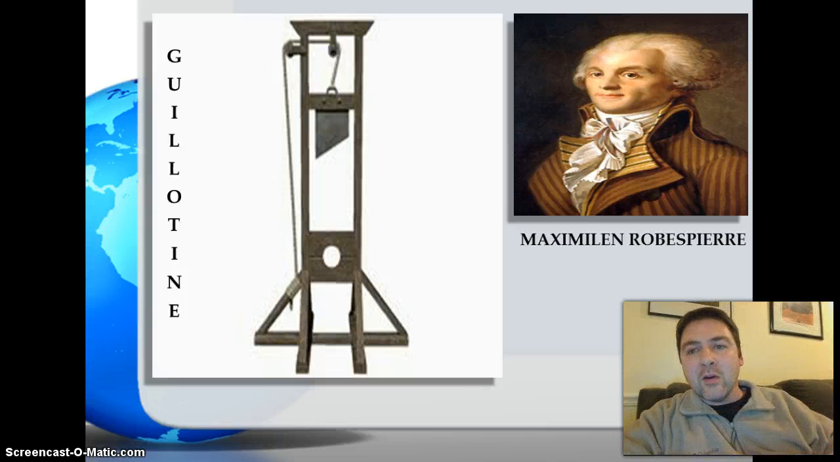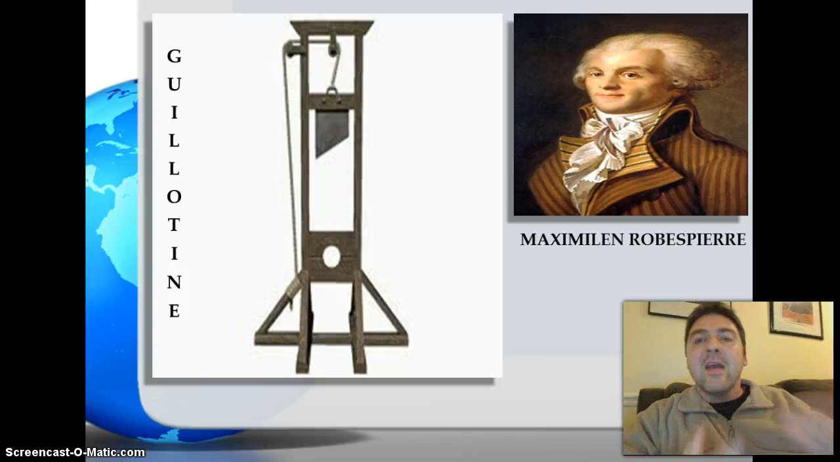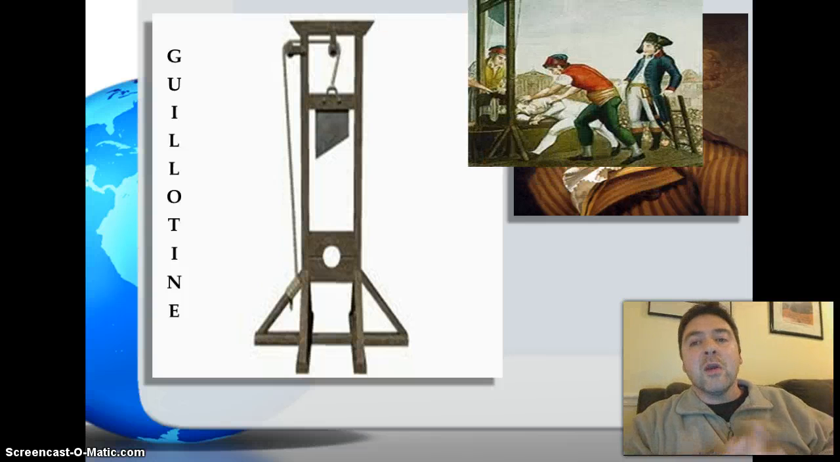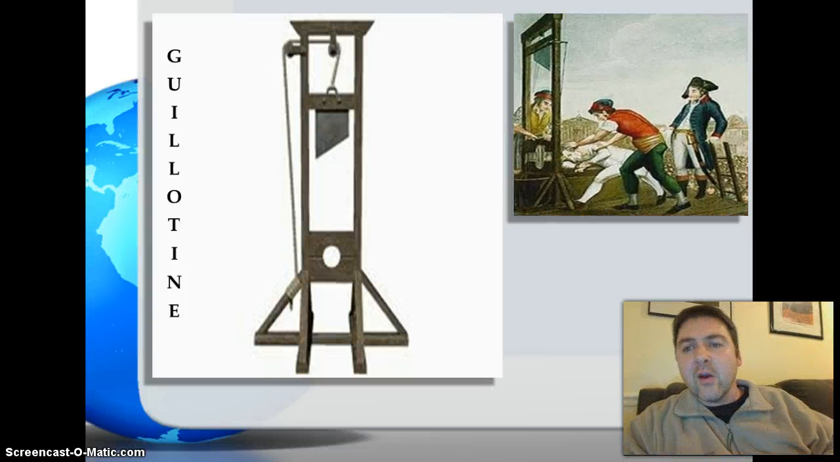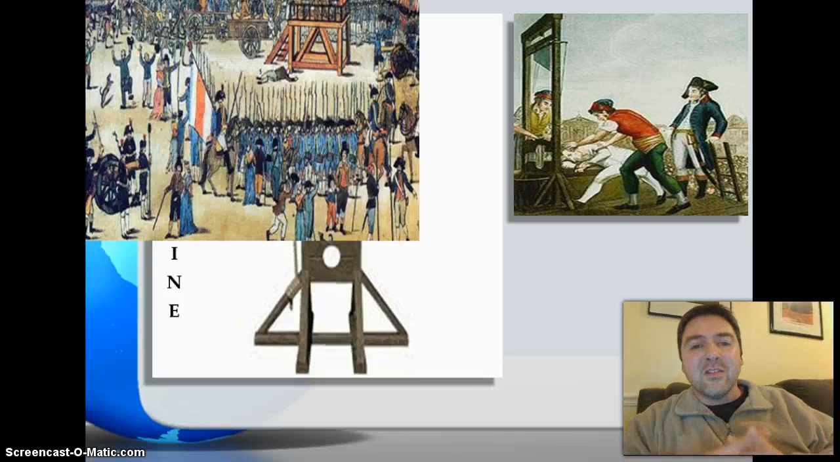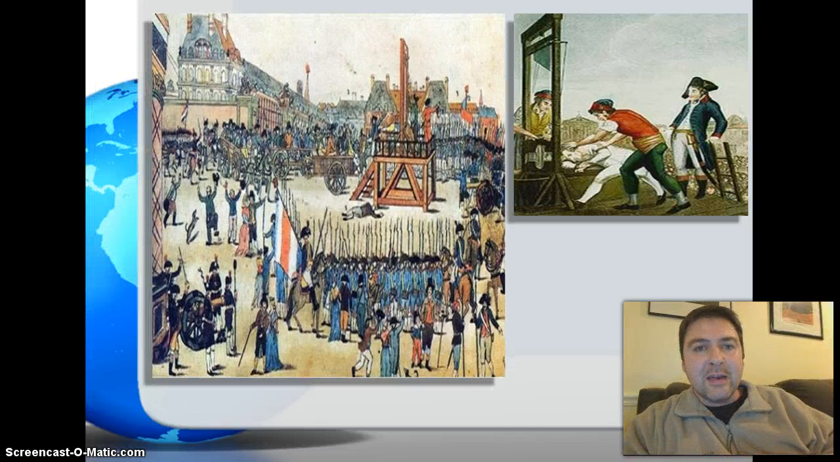Once the king and queen are gone, Robespierre is as close as there was to a ruler in France as the head of something called the Committees of Public Safety, okay, which was really responsible for all the bloodshed during the Reign of Terror. So you'd see a lot of scenes like these during that year as all these people are killed, many by the guillotine.